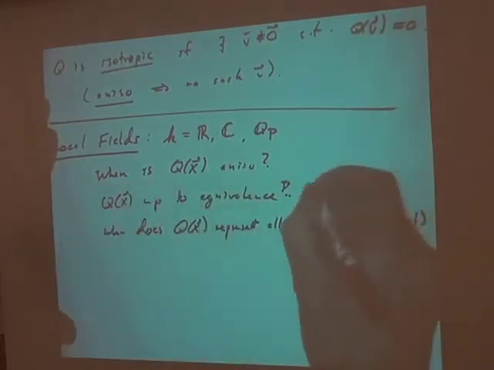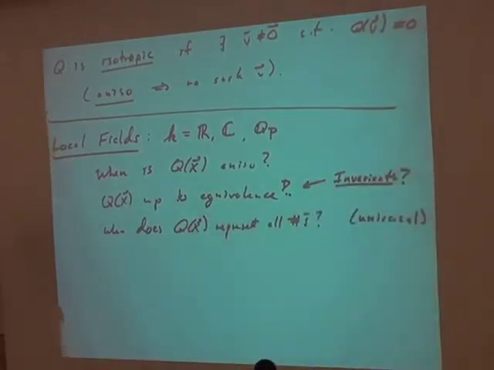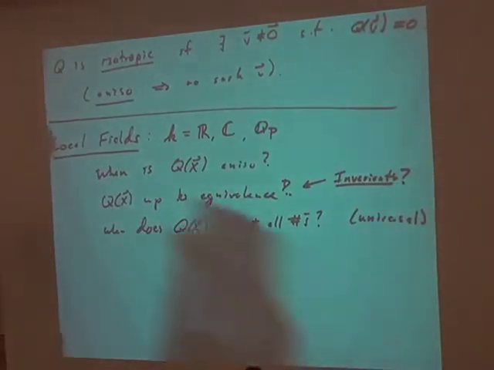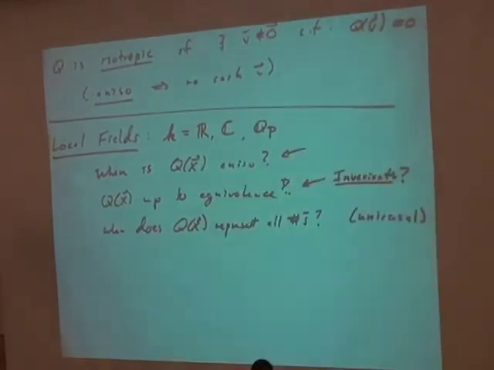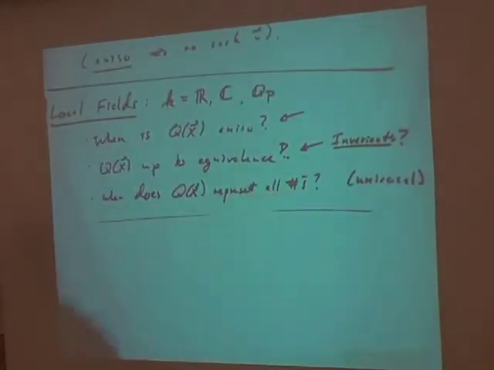To characterize things up to equivalence, we'd like to understand invariants, so a complete set of invariants for the quadratic form. We have two of them already: the number of variables and the determinant. And we'd like to understand when a quadratic form is anisotropic or isotropic. So just some quick questions we'd like to answer. Let me try to answer them.